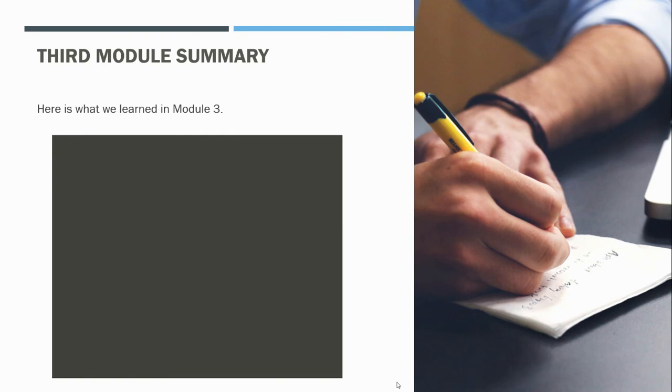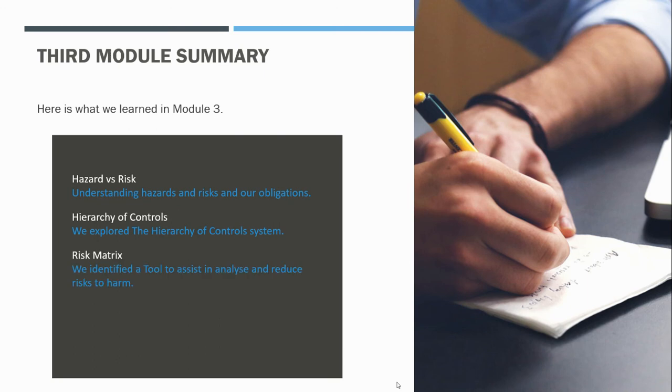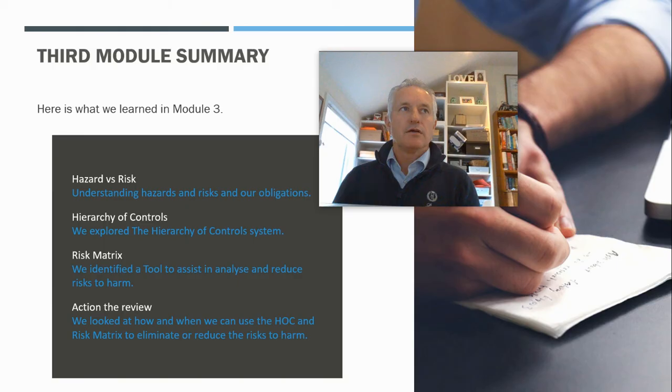That concludes the third module. Here's what we learned in module 3. An understanding of hazards and risks and our obligations. We explored the hierarchy of control systems. We identified a tool to assist in analysing and reducing risks of harm. And we looked at how and when we can use the hierarchy of control and risk matrix to eliminate or reduce the risks of harm.